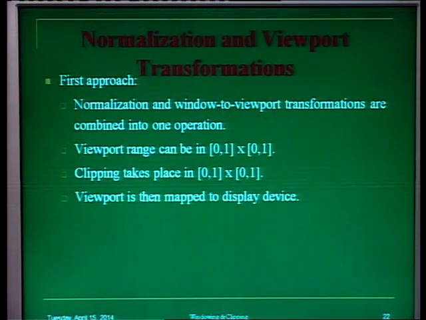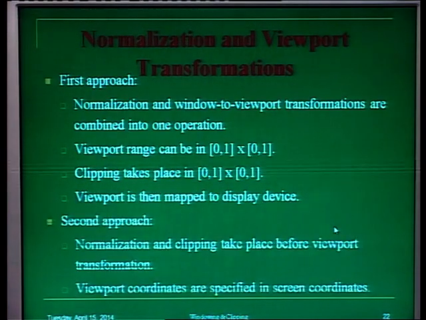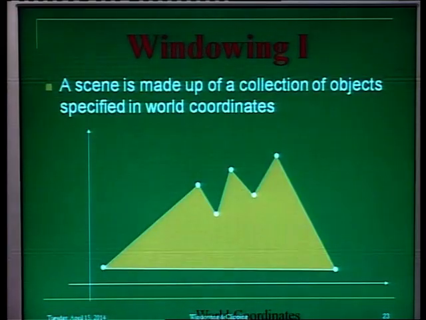So, in the case of normalization and viewport transformation, there are two approaches. The first approach is that normalization and window to viewport transformations are combined into one operation. The viewport range can be 0 to 1 by 0 to 1, and clipping takes place in 0 to 1 by 0 to 1, then the viewport is mapped to the display device. The second approach is that normalization and clipping take place before viewport transformation, and viewport coordinates are specified in screen coordinates. These are the two approaches, in brief, after all the explanation.